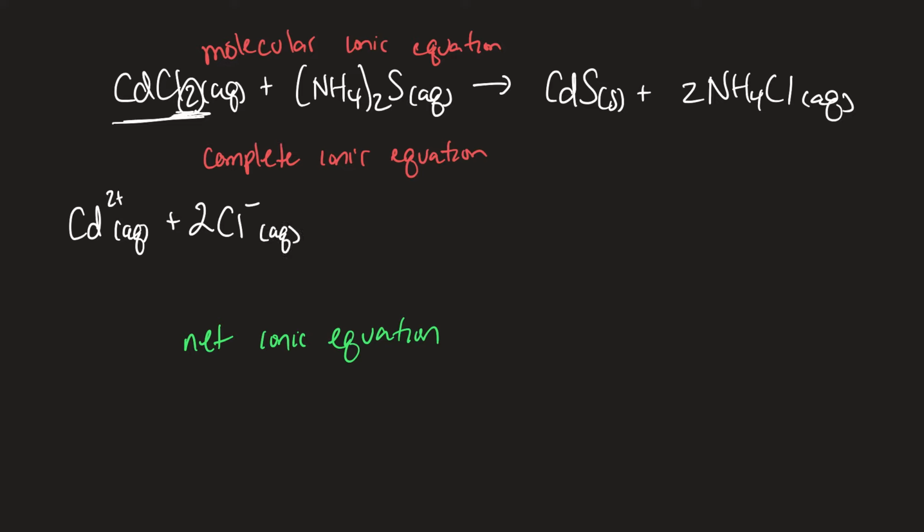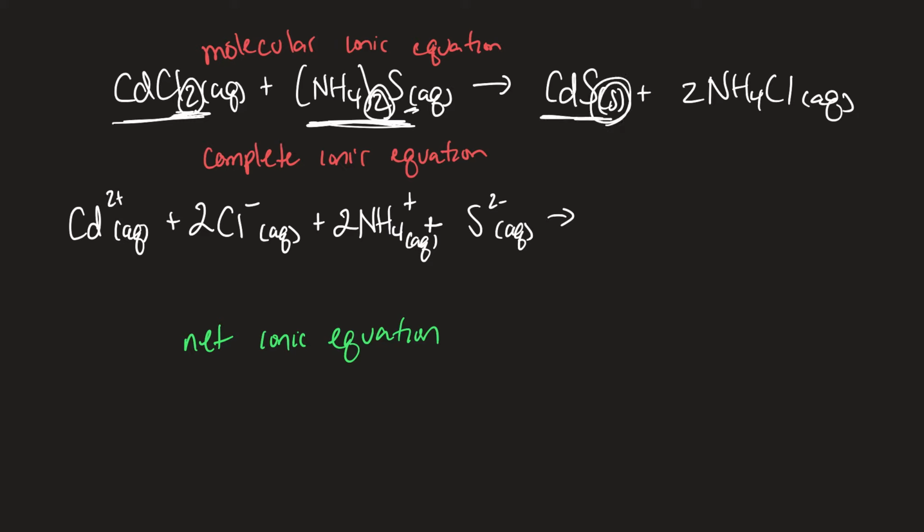So aqueous, plus, let's look at our next batch, ammonium sulfide. We know that ammonium is NH4 plus, and we have 2 of them. Plus, we need to write that it's aqueous, plus sulfide. Because ammonium is a +1 and there's only 1 sulfide, we know sulfide is a -2 charge, and that's aqueous as well. Yields, and notice this is a solid, so we'll write that as is.